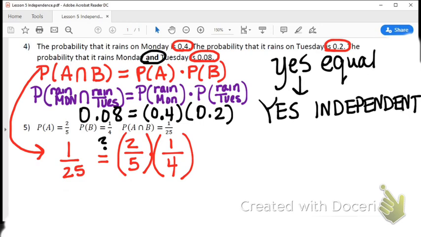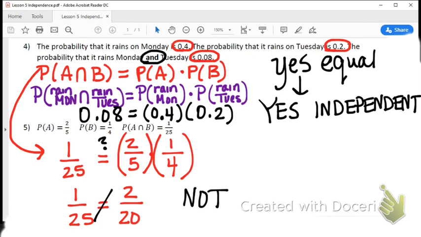So when you multiply fractions, remember we multiply straight across. And if I multiply my numerators, I have 2 over 20. 1 over 25 is not equal to 2 over 20. And 2 over 20 would reduce to 1/10, but regardless, they're not equal. And because they're not equal, they're not independent.